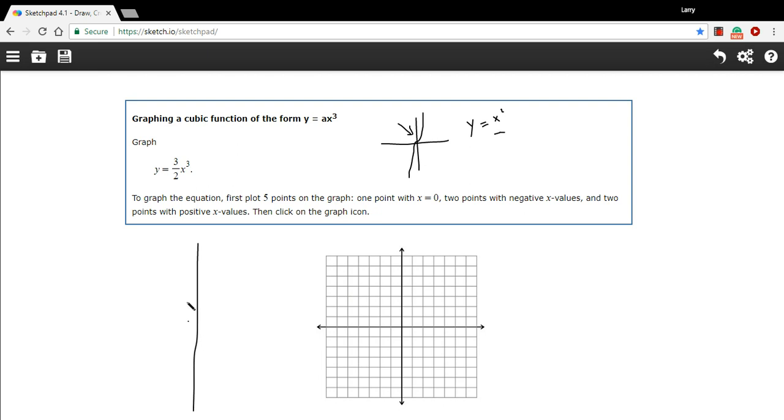So let's make a little chart here of some values. If we put in 0 for x, you can see we'll get out 0 for y, because 0 cubed is 0, times 2/3 is 0. So that's that inflection point.